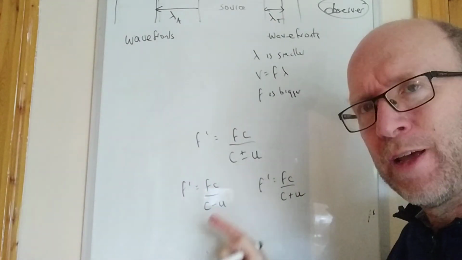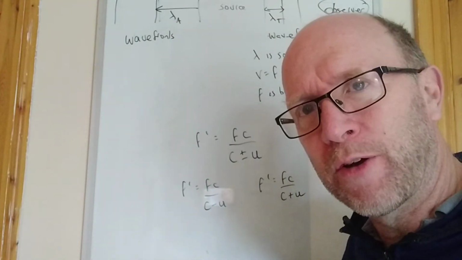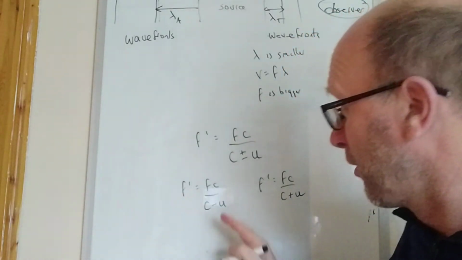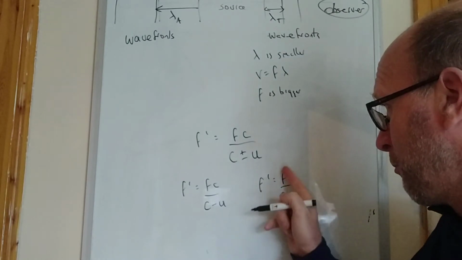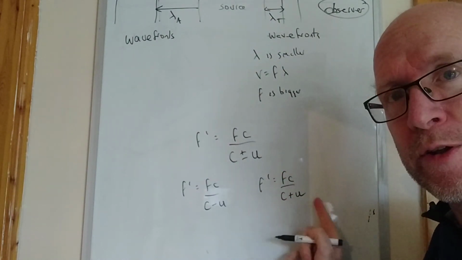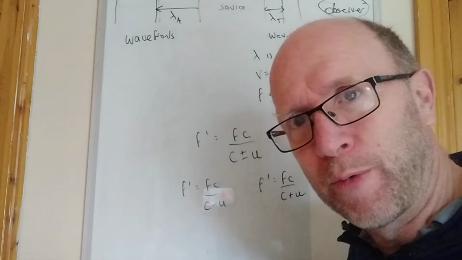Think of a fraction. If you want the fraction to be bigger, you make the denominator smaller. So that would be c minus u, the subtraction one. And if you want the fraction to be smaller, you want the denominator to be bigger, it'd be c plus u. But remember the way we remembered it.